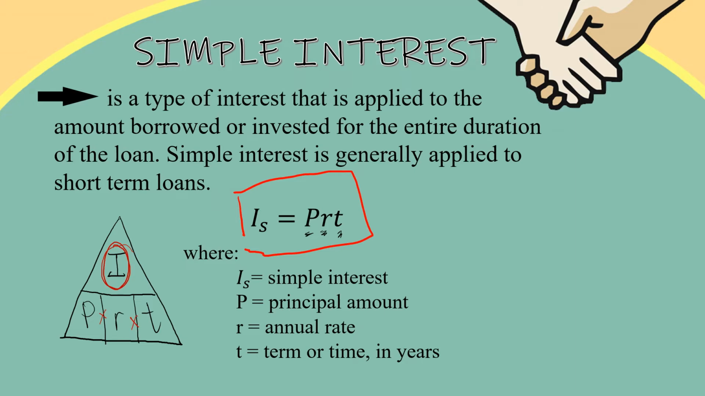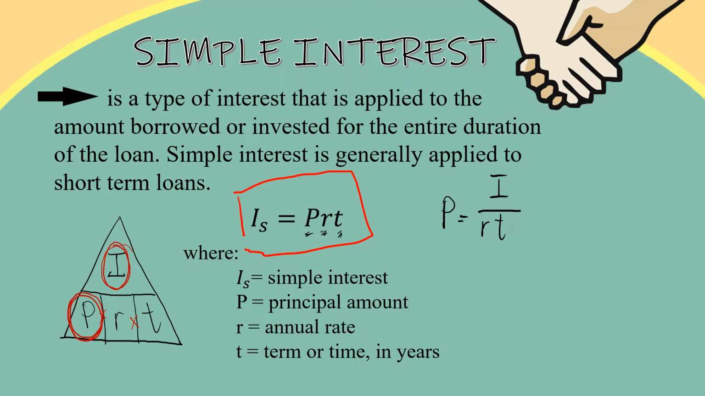Yan. Okay, kapag ang hinahanap naman ay si principal, so ano yung matitira dito sa triangle natin? Okay, so principal is equal to, ang nasa taas ay si I or yung interest, divided by, ang nasa baba ang natira is si rate times time. So ito na yung formula for the principal. Principal is equal to interest over rate times time.